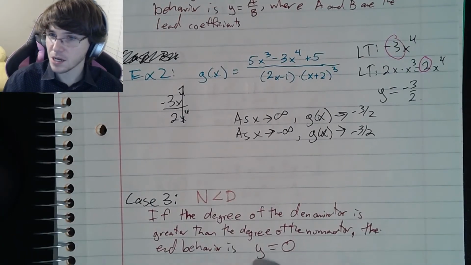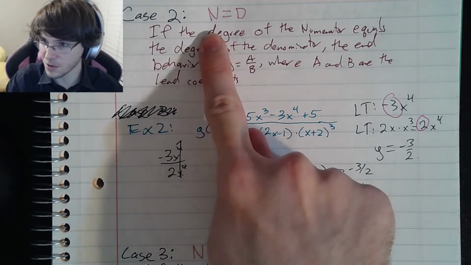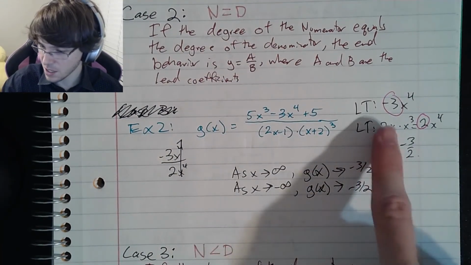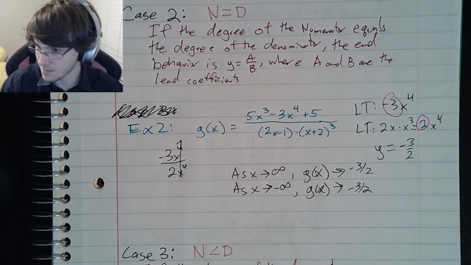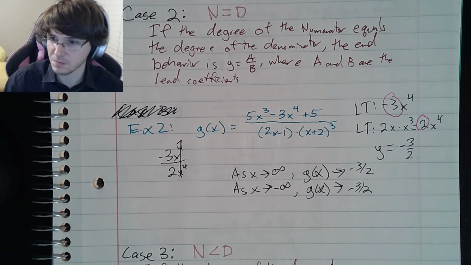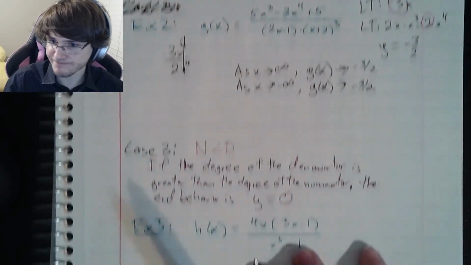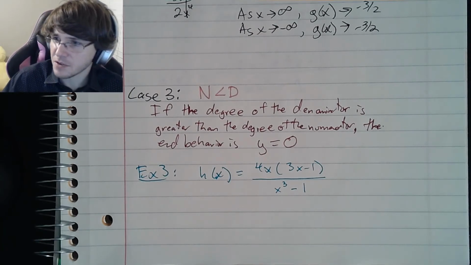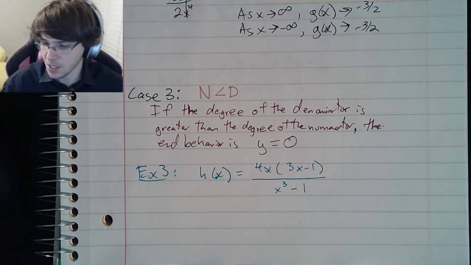Anyways, point is, we actually have a very easy question when you have the numerator equals denominator every single time. It is a over b, which is just leading term, the coefficients in front. That's it, every single time. Top over bottom, goes infinity, goes the same number. Case number 3 is actually the easiest of all the cases. If the degree of the denominator is greater than the degree of the numerator, the end behavior is y equals 0. So let's do it.